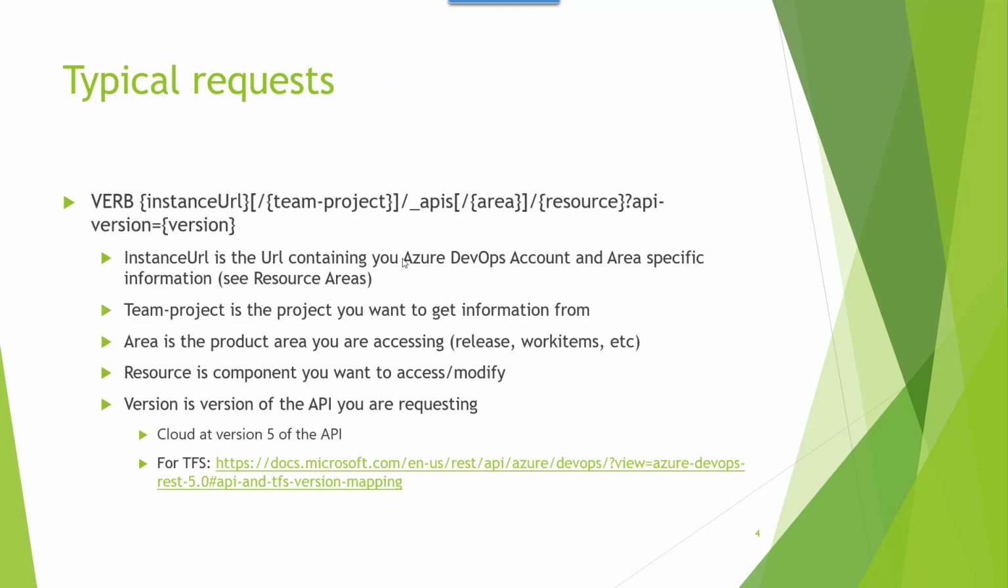So a typical request contains a verb and an instance URL, which we'll talk about in a minute, and the team project you want to access with areas and resource and a particular version. So the instance URL is essentially the URL that you need in order to access resources, and depending if you're on the cloud or in TFS, that's going to change. Your team project obviously is the name of your team project. Your area is: are we accessing release, work items, all of those major top areas we saw on the website. And the resource is a particular release in there. Is it build information from one particular build?